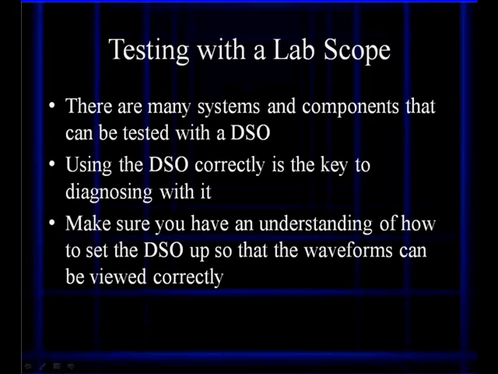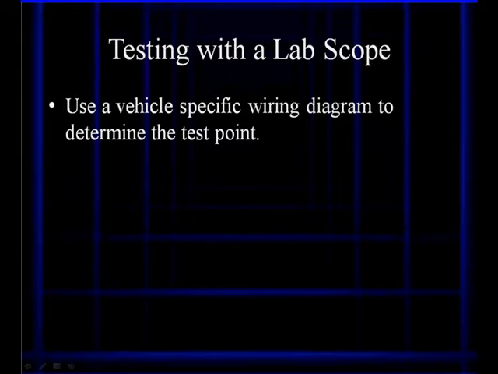Testing with a lab scope. Now there's many systems and components that can be tested with the lab scope. Using the DSO correctly is the key to diagnosing with it. Make sure you have studied and you understand how to set the DSO up so the waveforms can be viewed correctly. Use a vehicle-specific wiring diagram to determine the test points.